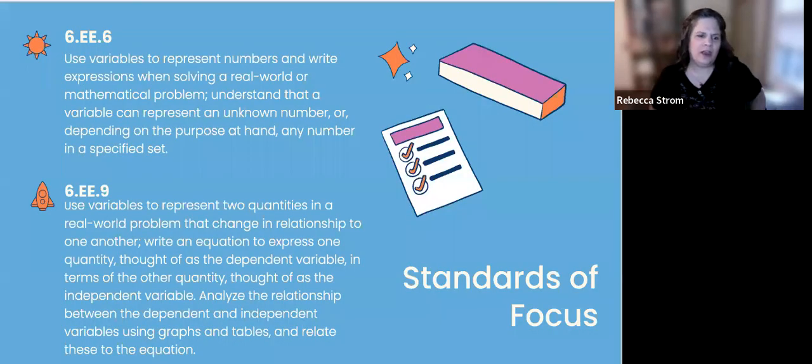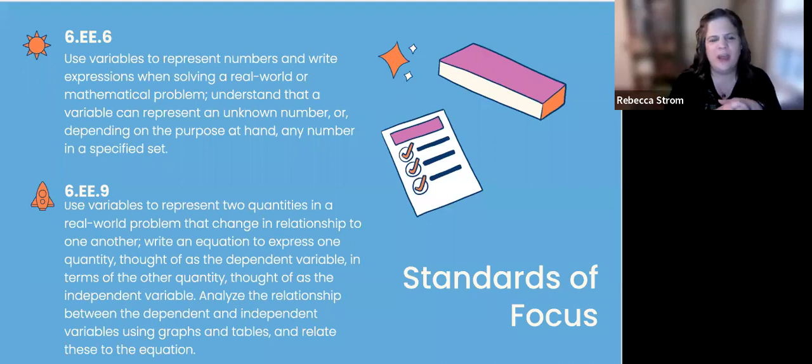So some of the standards that inspired our session today, we won't be able to use the full breadth of these standards, but we're taking pieces from them. The 6.EE.6 about using variables to represent numbers and write expressions when solving a real world mathematical problem. We're going to talk a little bit about understanding that a variable can represent an unknown number, and depending on the purpose at hand, any number in a set.